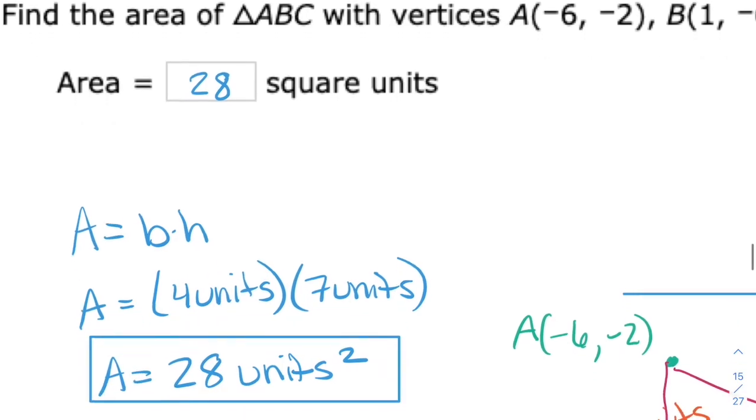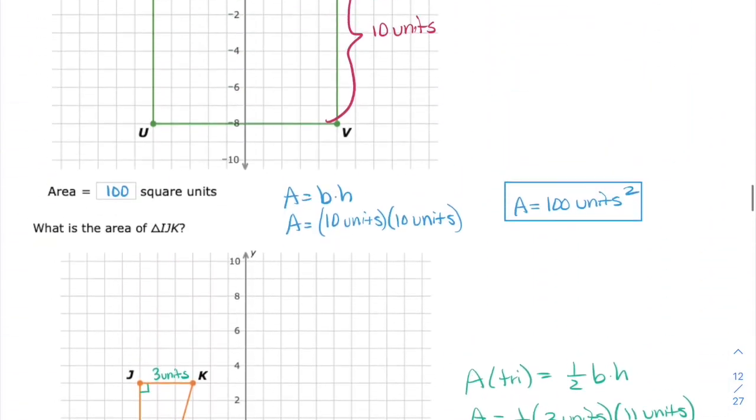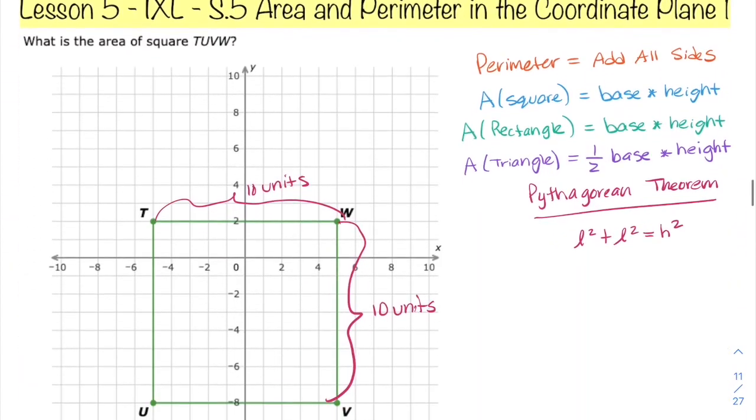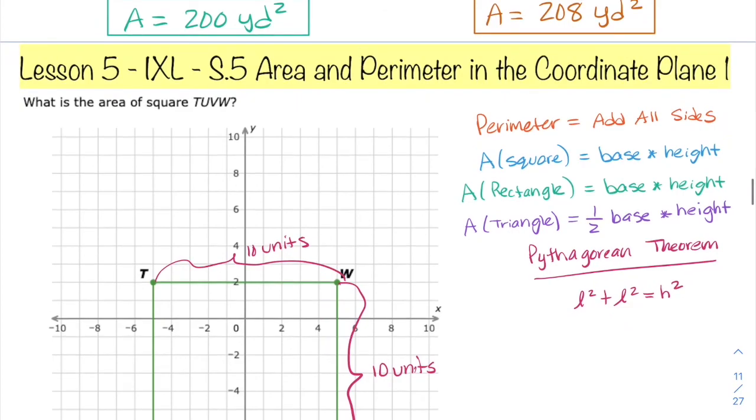Okay, there you go. So that is the end of probably one of your longer ones, area and perimeter in the coordinate plane. Okay, so make sure you do all your IXL assignments for S5 after watching this video. All right, good luck.